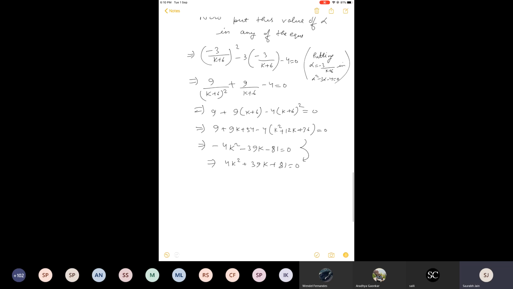Okay, now this is a quadratic itself, so we'll have to make the factors. I'm not teaching you factorization. This you should know. If you are not able to make the factors, use the quadratic formula. This can be rewritten as 4k plus 27 into k plus 3 equals 0. You will get two values of k. So k is minus 3 and minus 27 by 4. These are the two answers.